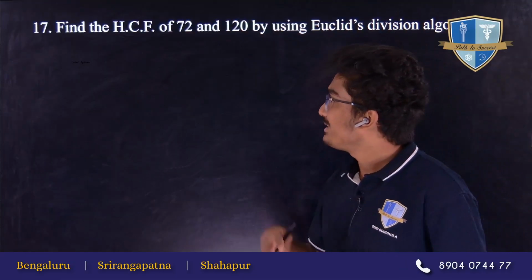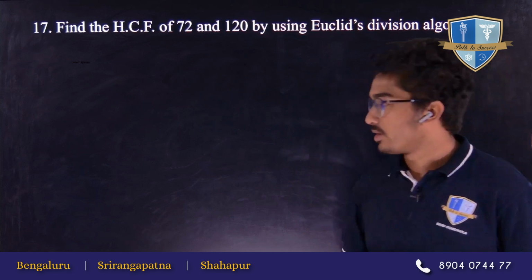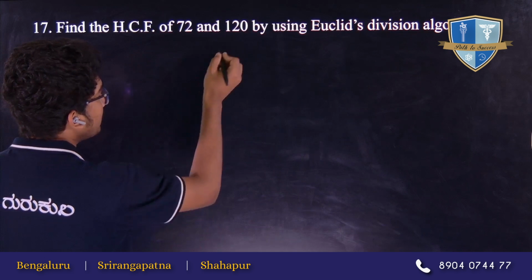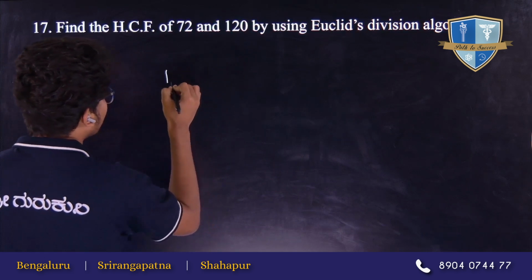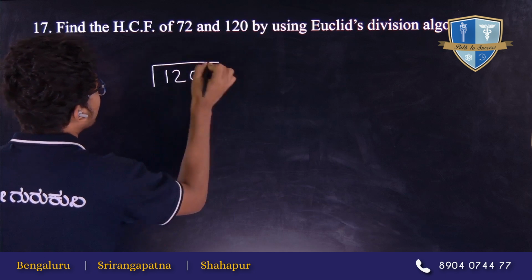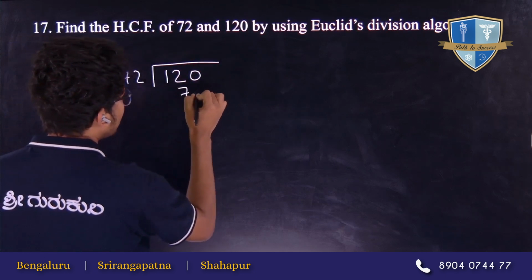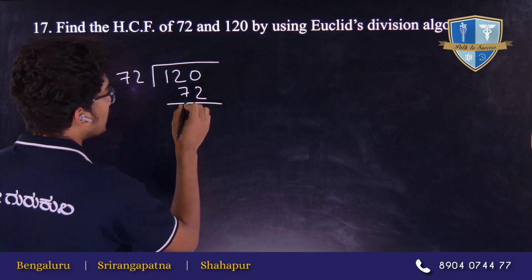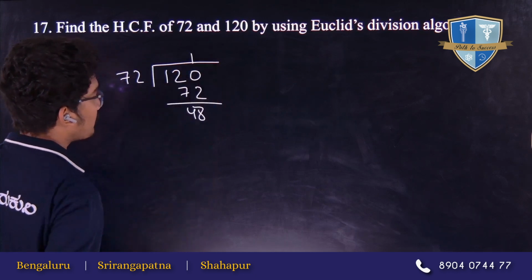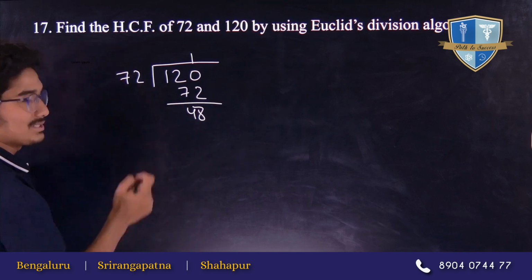So next question is find the HCF of 72 and 120 by using Euclid's division algorithm. To follow Euclid's division algorithm, we will start with the bigger number. We will take the bigger number, that is 120, as our dividend, and the smaller number, which is 72, as our divisor. So we will divide this by 72. What we will get? 72 ones are 72, and we will get 48 here. 48 is less than 72.